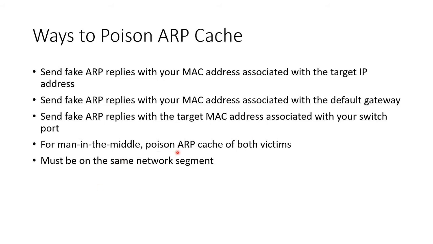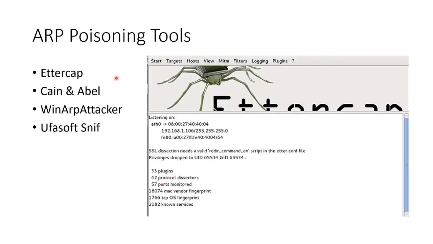In fact, we also have to poison the MAC table of the switch, and we need to be on the same network segment, on the same switch. ARP poisoning tools: EtherCap, Cain and Abel, WinARP Attacker, UFASoft Sniff, and many other tools as well. Here's just a screenshot of EtherCap.